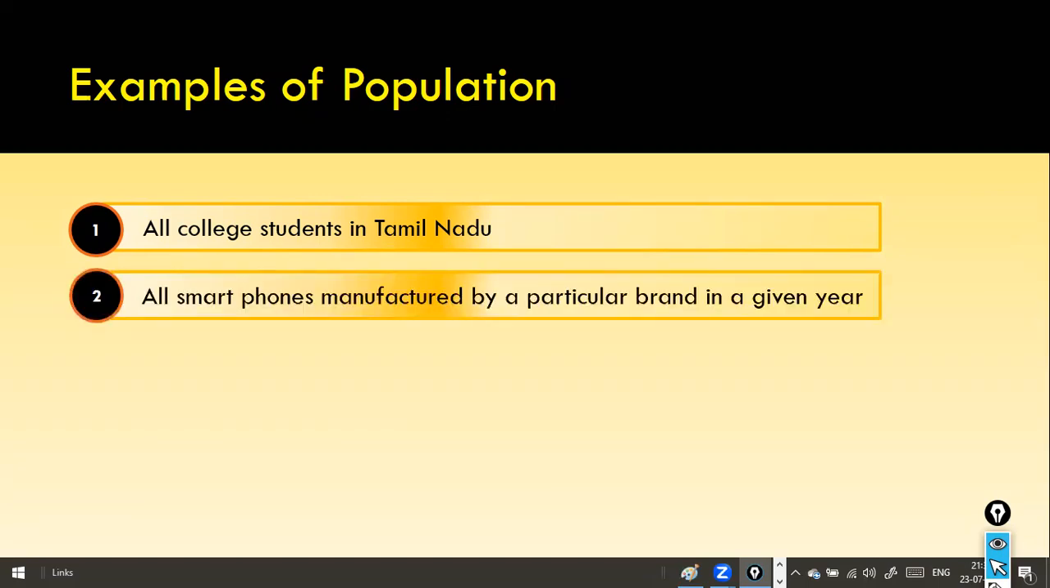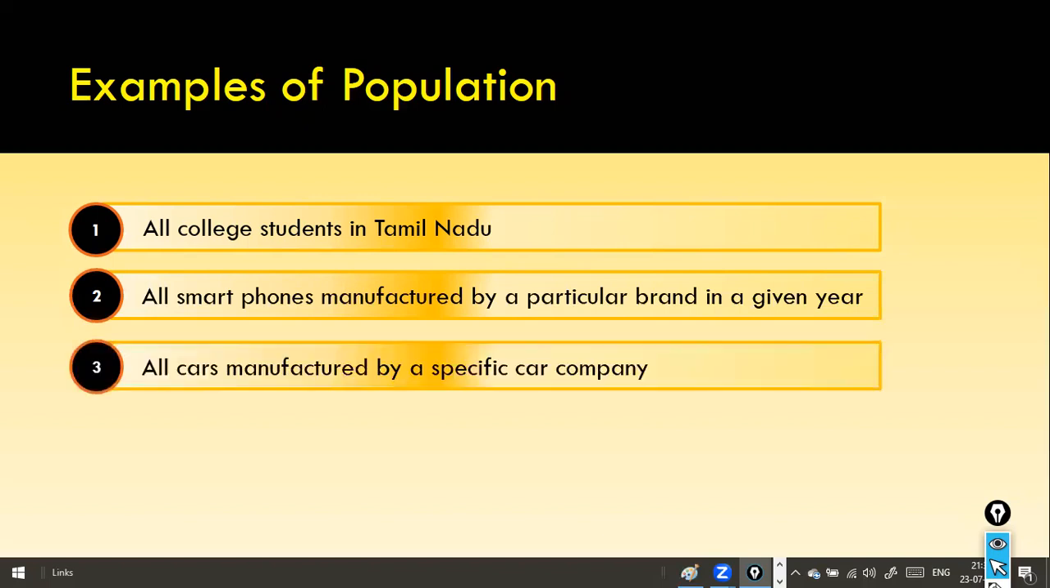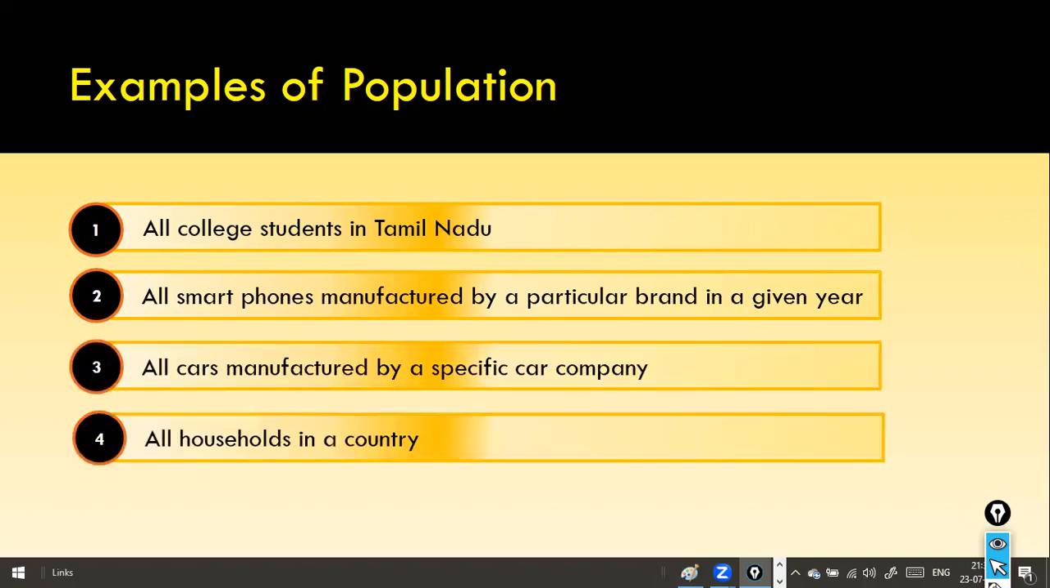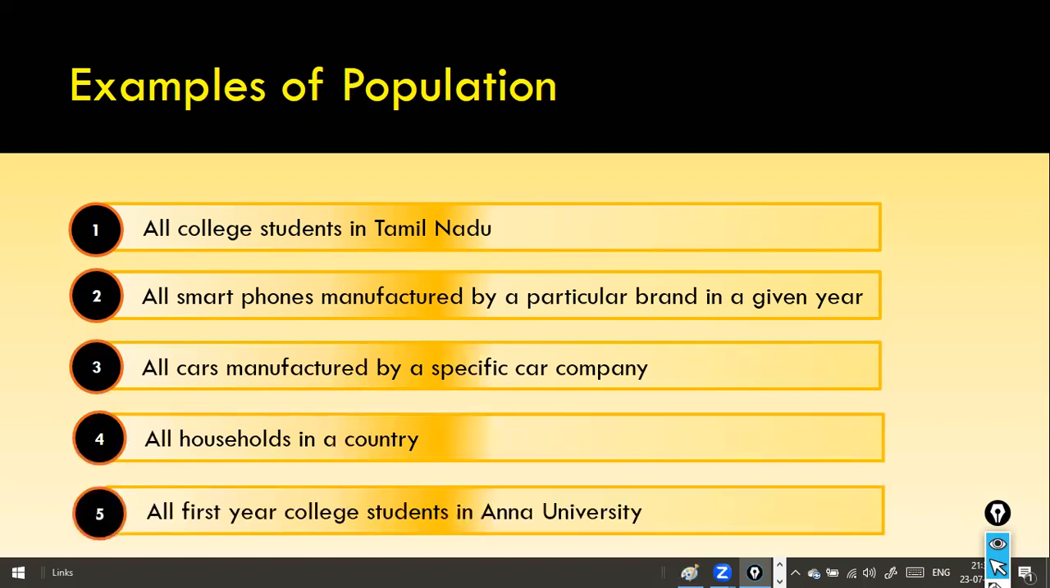The next ones are all smartphones manufactured by a particular brand in a given year, all cars manufactured by a specific car company, all households in a country, all first-year college students in Anna University, and the population of all employees in a company. Let's say you work for TCS or Accenture. You want to run a study with all first-year college students in Anna University. Then your area of interest is the first-year college students. So you are taking all the first-year college students in Anna University. That is your population.